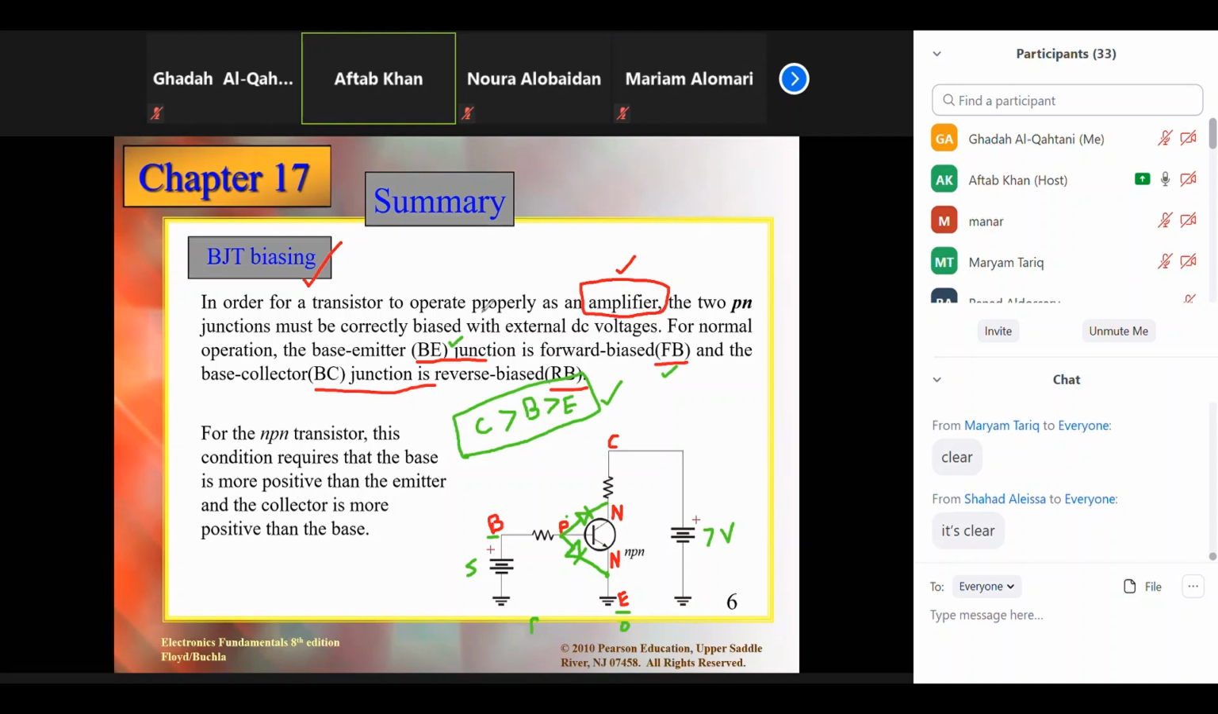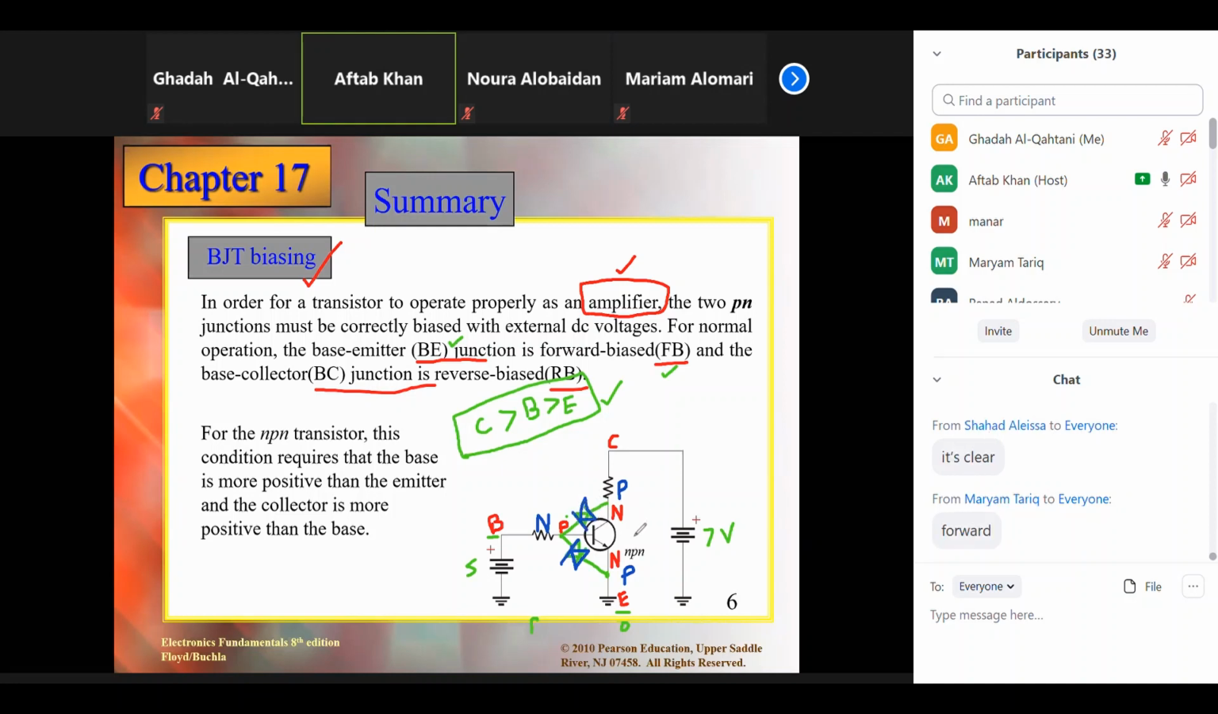Now guys, just a minor change. This is NPN. If I make it PNP, what will happen in case of PNP? Just a minor change. I am using this color now. It is going to be P for N. This is going to be N. This is going to be P. If this is the situation, will the diodes reverse or not? They will also reverse. Because this is P-type, similarly this is going to be reversed also because of this one.